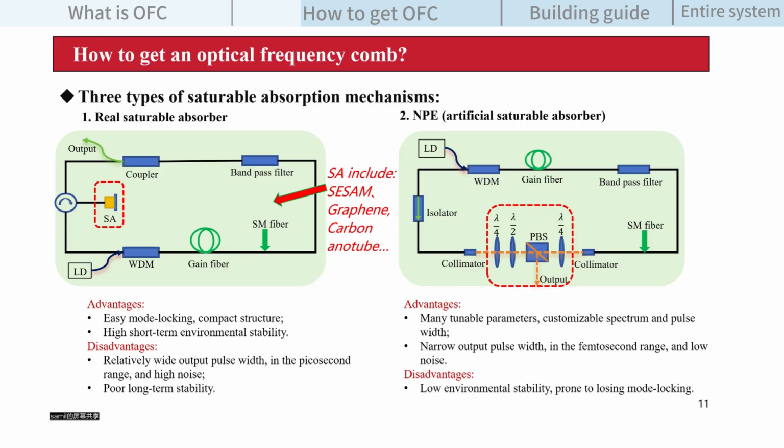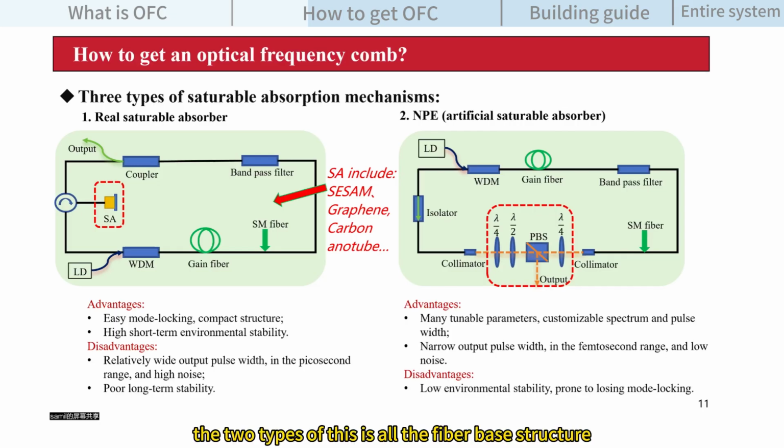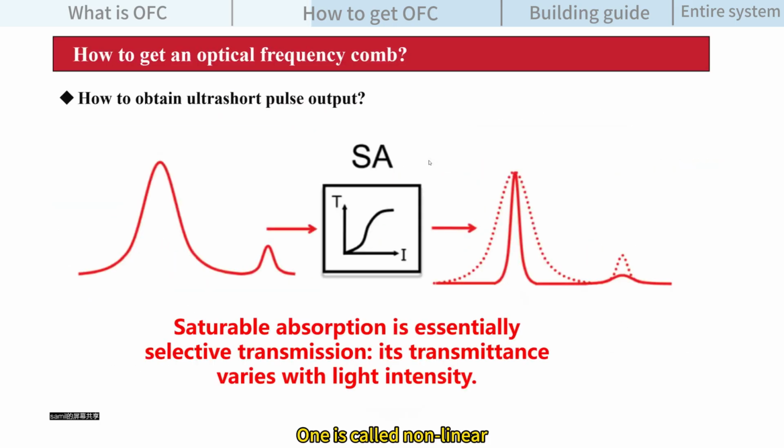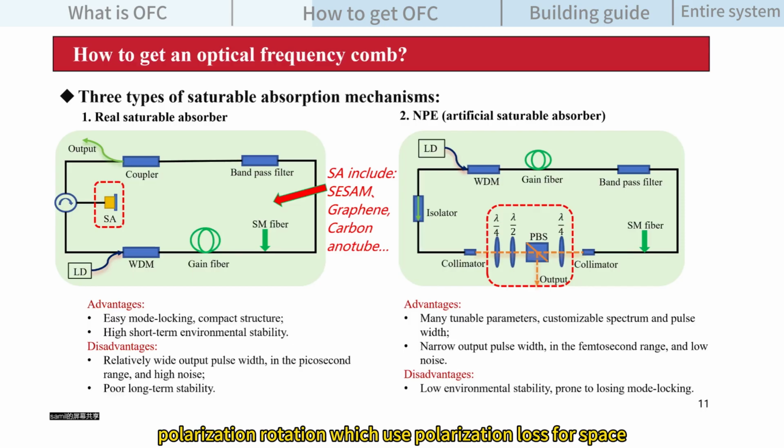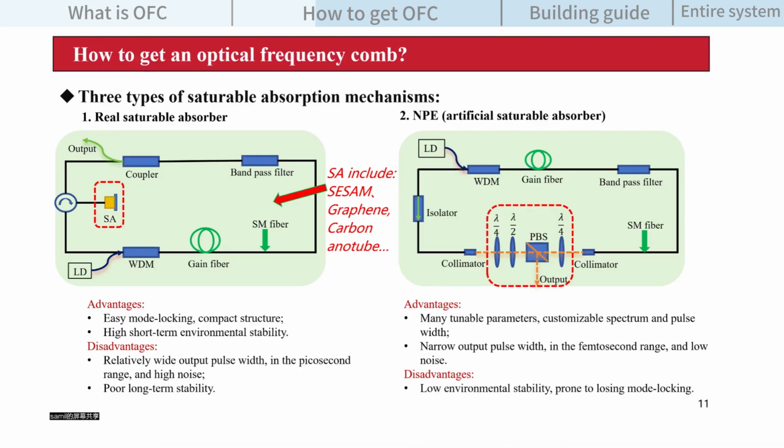So to improve this, researchers have to find other ways to realize the saturable absorbing. They call it an artificial saturable absorber. The two types of this are both fiber-based structures. One is called nonlinear polarization rotation, which uses polarization-dependent loss to narrow the pulse and create an ultrashort pulse.